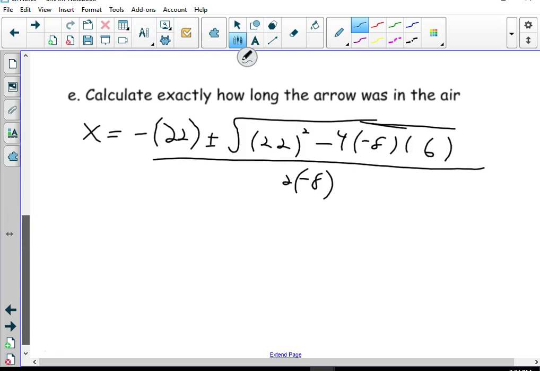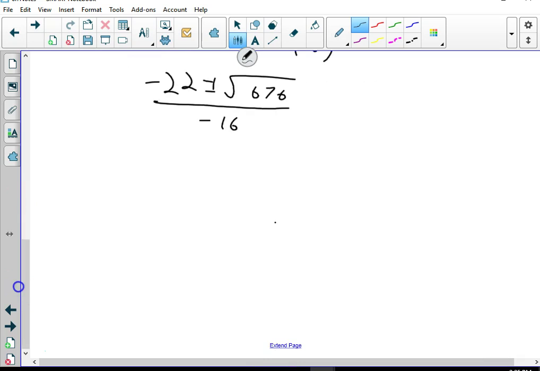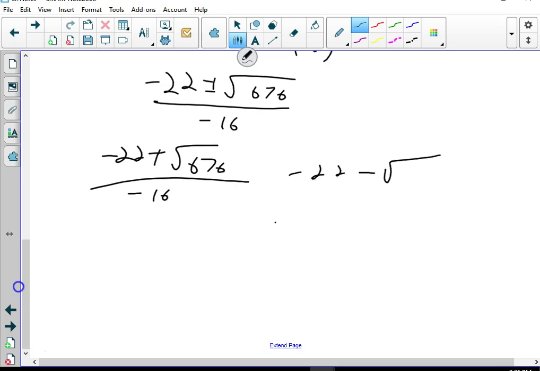You're right. You should have 676 underneath the radical. Okay, if you do it right, because this negative times negative ends up being positive 32. So you do 22 squared plus 32 times 6, so you get 676. Now we're going to do 2 different problems. Negative 22 plus square root of 676, whatever that is, divided by negative 16. Negative 22 minus square root of 676 divided by negative 16.